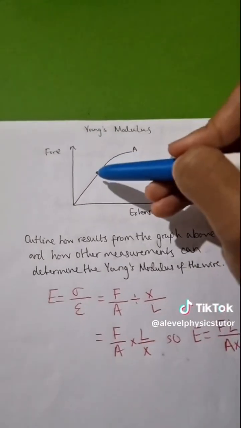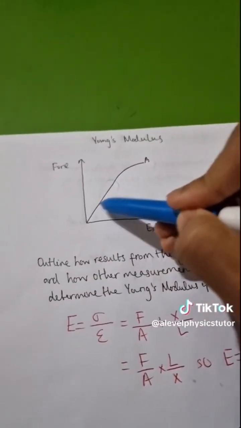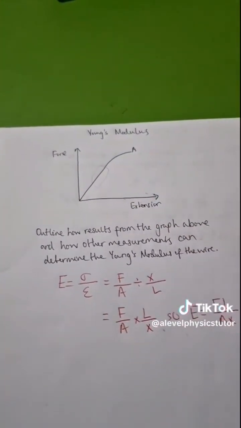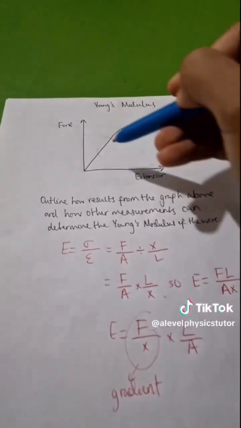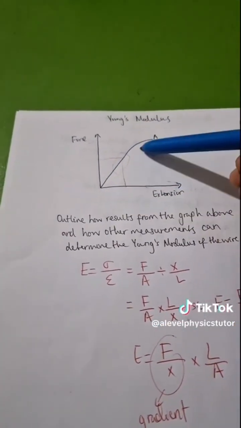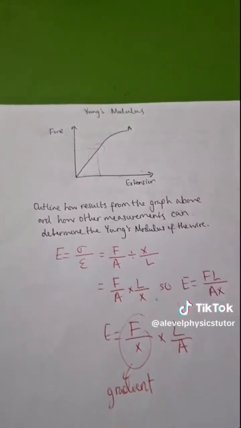Now the gradient of this graph would be a very good representation of force per unit extension, because the gradient is the change in y-axis over change in x-axis. It's best to use the gradient rather than just picking a specific point of force against extension, because the gradient takes into account multiple different values that were used to create the graph, so it's more accurate.